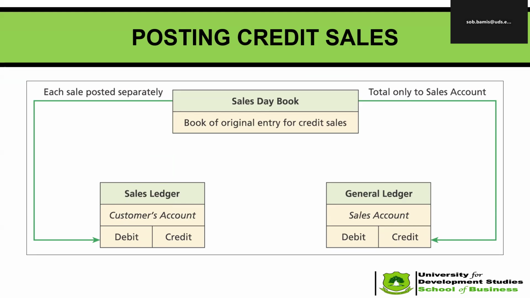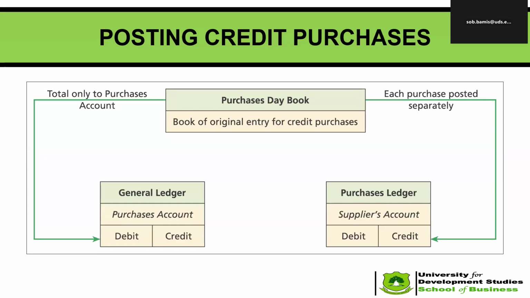What about posting of credit purchases? How do you go about that one? How do you go about it? Posting credit purchases. What accounts here? We have the purchases account and also the suppliers or creditors account. In this case, what do we debit and what do we credit? We debit purchases and credit what?